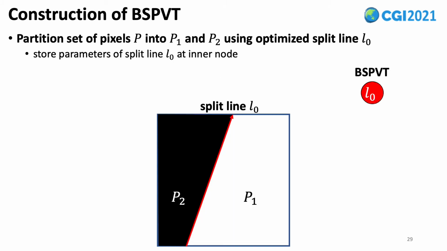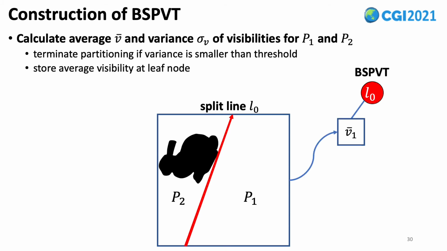By minimizing the error function E using the Nelder-Mead method, the parameters of the splitline L0 are obtained and stored at the inner node of the BSPVT. The set of pixels P is partitioned into P1 and P2 using the splitline L0. Then the average visibility and the variance of visibilities are calculated at P1 and P2. Since the variance of visibilities in P1 is 0, in this case, we terminate partitioning and store the average visibility at the leaf node.